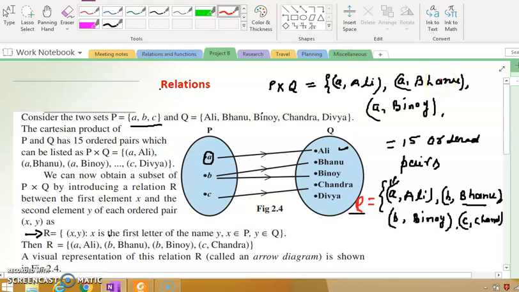Okay. So in my language, the relation is a kind of rule or a kind of condition. Based on that, you have to write your ordered pairs, and those ordered pairs must be a subset of your Cartesian product. All right, and these ordered pairs you can write in the arrow diagram like this, A, B, C, and they all are. And the second thing, what is the domain and what is the range?